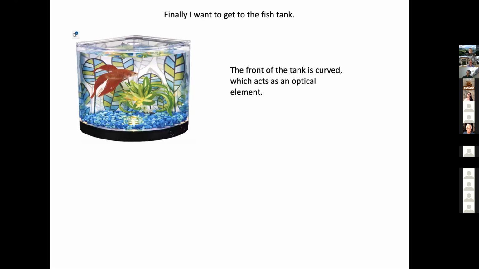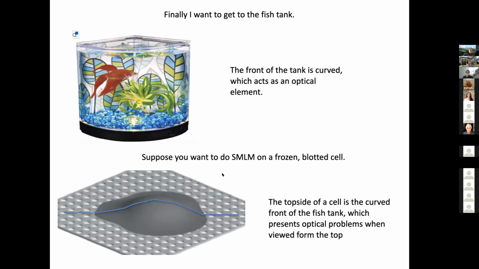So my final thing is to get back to the fish tank that I had at the beginning. Now, the front of the tank is curved, which acts as an optical element. So suppose you want to make a SMLM map of a frozen blotted cell. Well, the cell sits on top of the grid, as you can see here, and this is a curved surface.